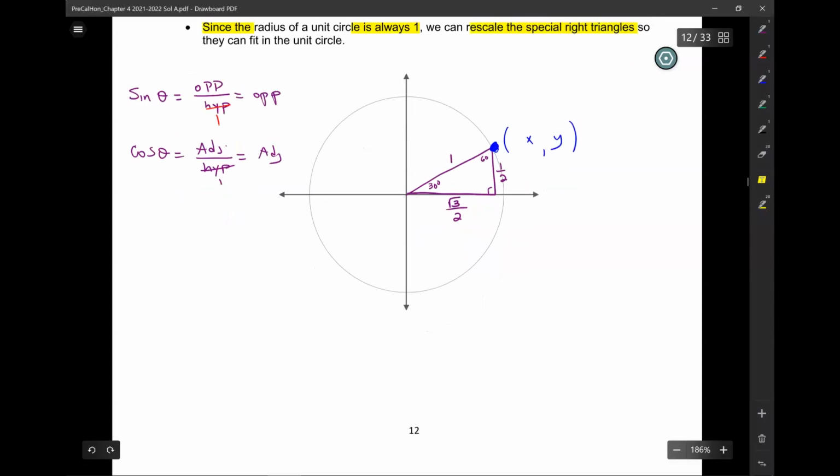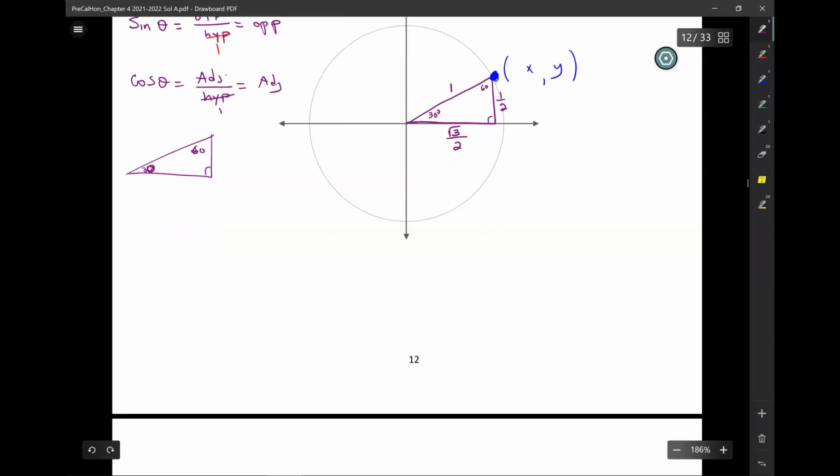So two things happened when we had to rescale our triangles. One is, the triangles now have different dimensions. Instead of 1, √3, and 2, because we divided each side by 2, we now have 1, 1/2, and √3/2.